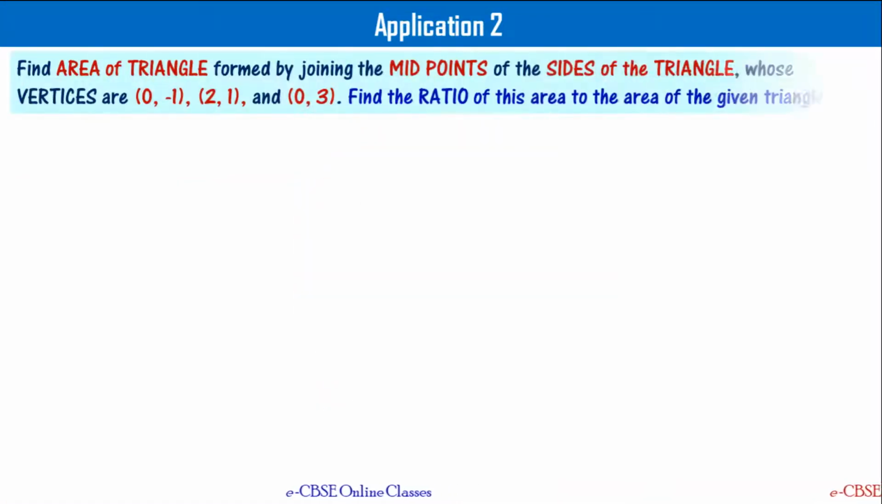Let's take a look at another application problem. In this problem, we are asked to find area of triangle formed by joining the midpoints of the sides of the triangle whose vertices are (0, minus 1), (2, 1) and (0, 3). And we are also asked to find the ratio of this area to the area of given triangle. Let's focus on first part now.